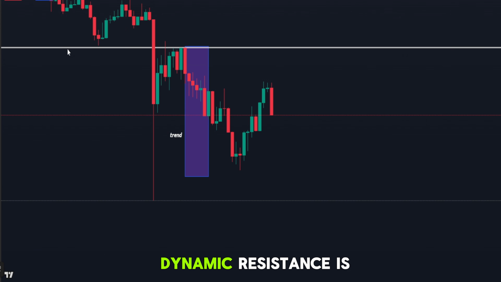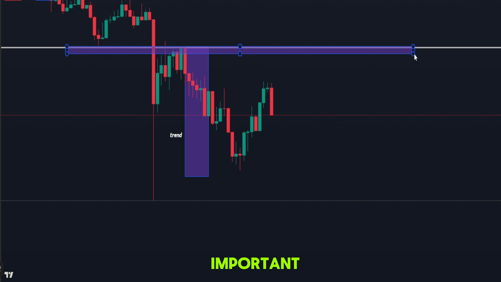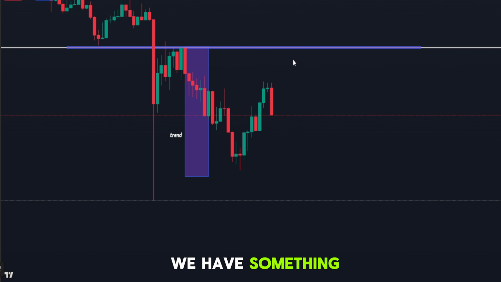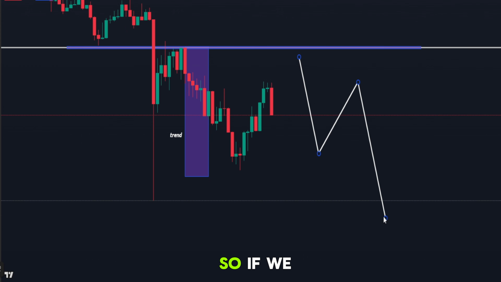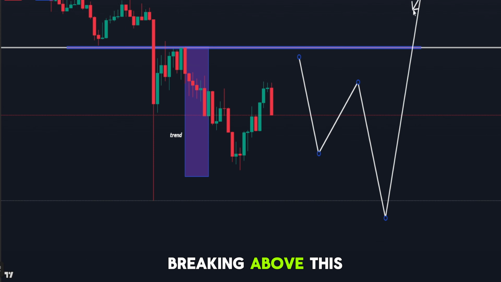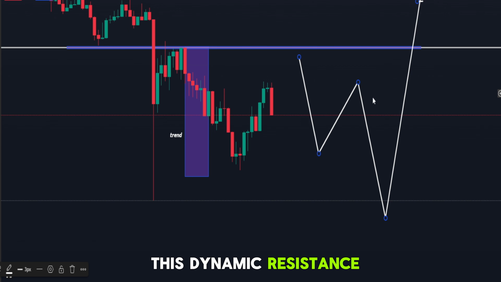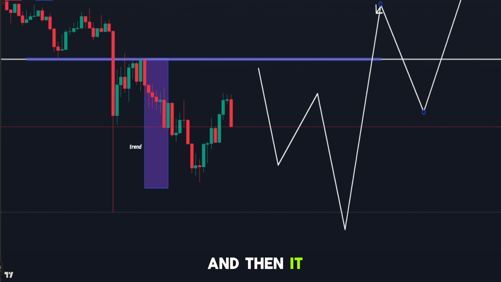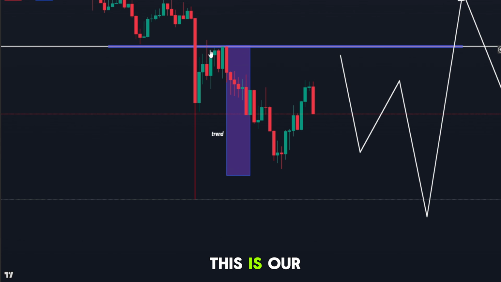This dynamic resistance is important because it shows us that if the market is trending above here, the trend might be changing from a downtrend going into an uptrend. So we have something like this. If we get the market breaking above this dynamic resistance, that indicates that the market might be reversing, and it's going to pull back here, then continue to the upside. So that's why this is our dynamic resistance.